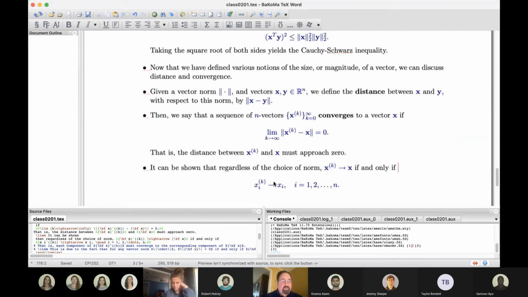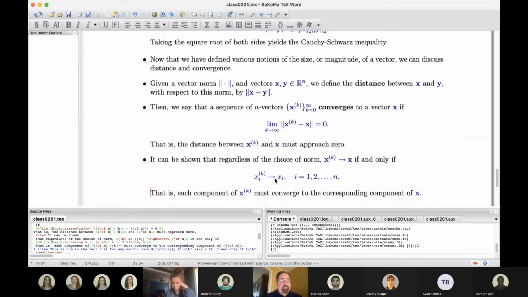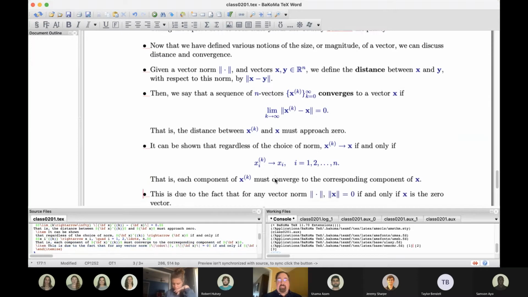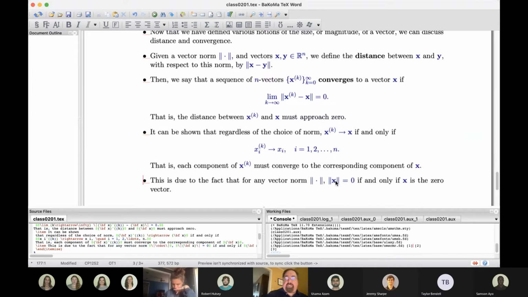And the reason why that is true is because of one of the key properties of a vector norm, that the norm of a vector is 0 if and only if x is a 0 vector. In other words, all of its components are 0. If this difference is going to 0 in a norm, then the vector itself must be converging to the 0 vector. Therefore, each one of its components must be converging to 0. Therefore, we have this.